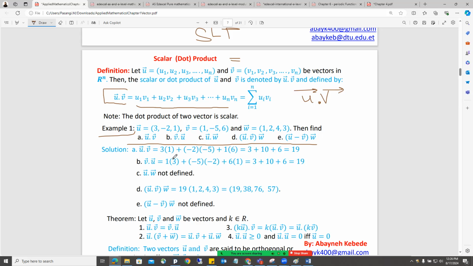So the part B, now we already did the part A. Then we have part B. Part B is U dot V. Now, earlier we had U dot V. Now we have V dot U.